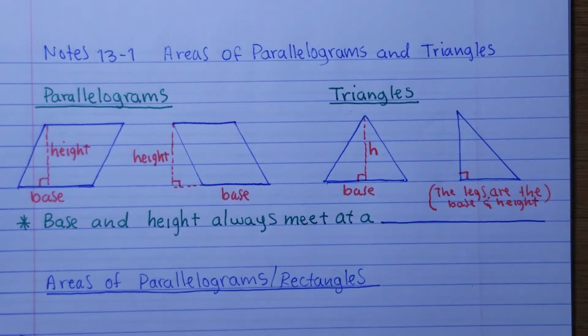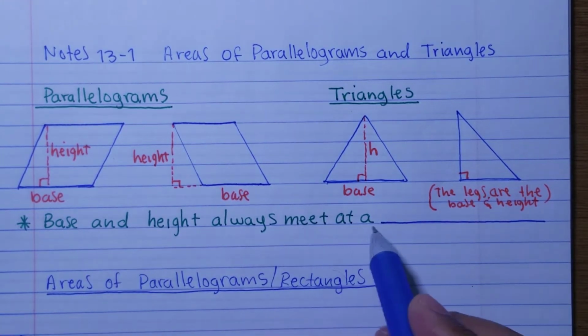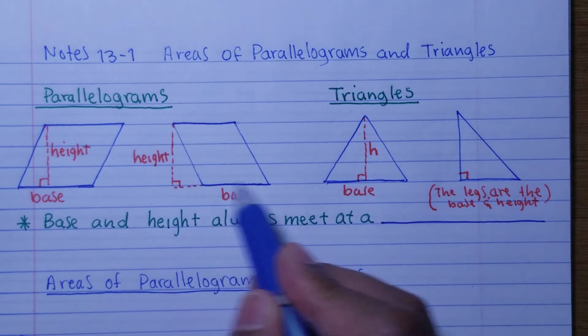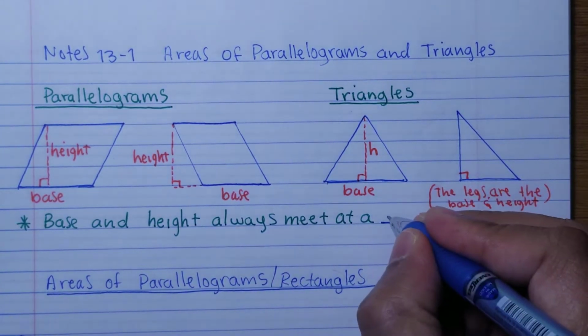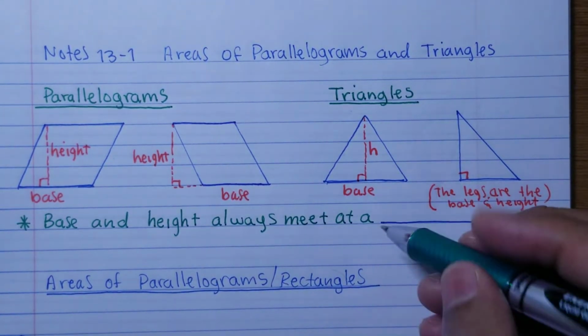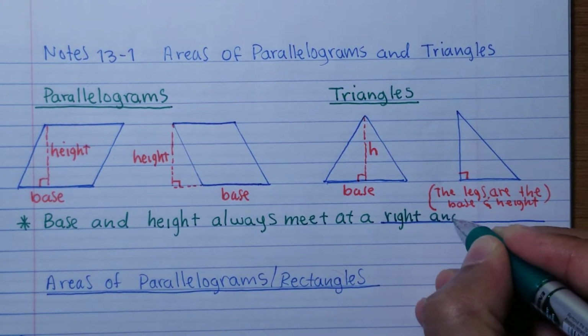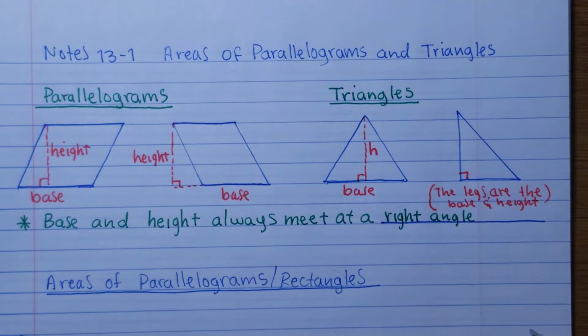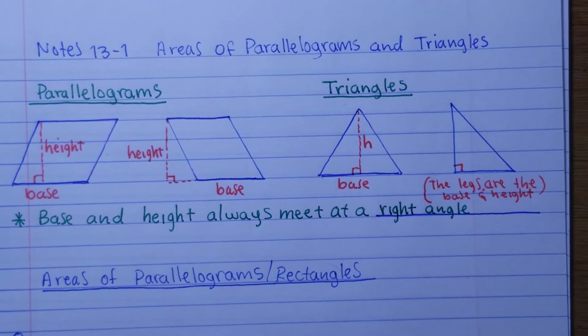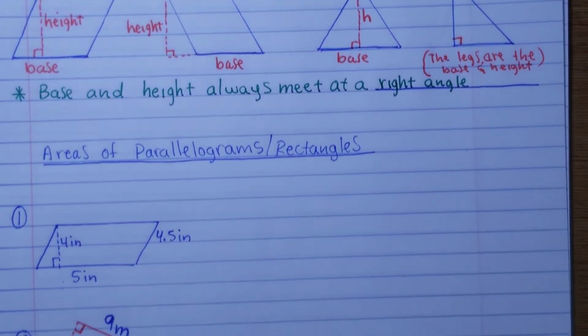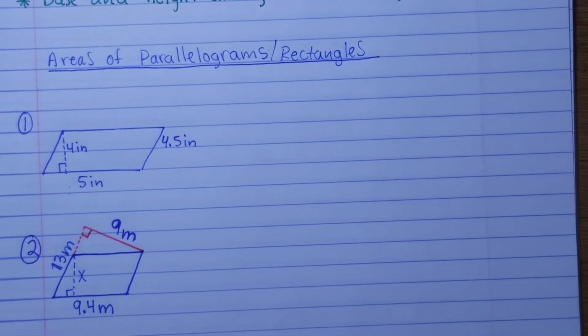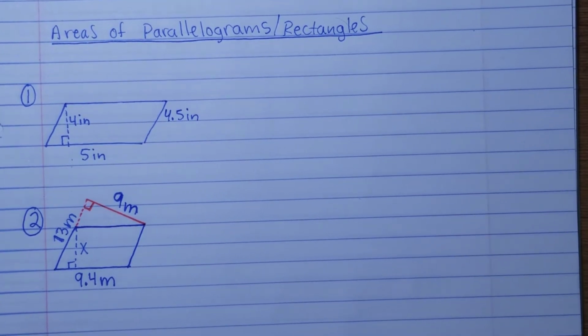All right. So let me just do this real quick. Okay. So notice that the base and the height always meet at a right angle. Okay. So I'm just going to write down at a right angle here. And that's how you can tell which is the base and which is the height. So for this next section, go ahead and pause the video again and copy those two examples, and once you're ready, you can press play.